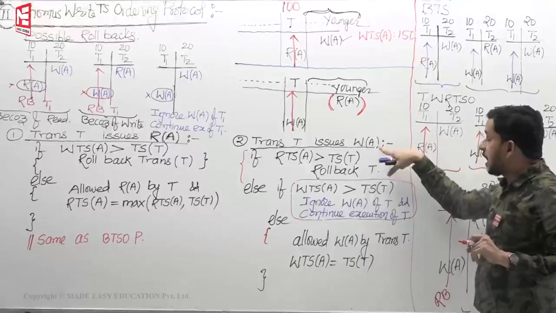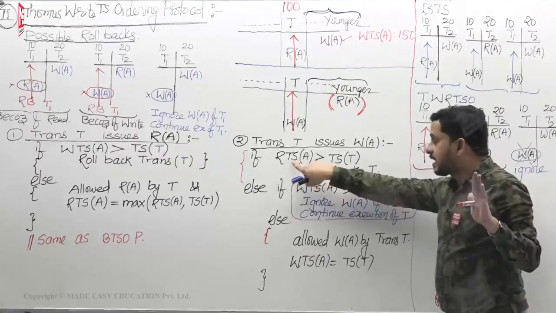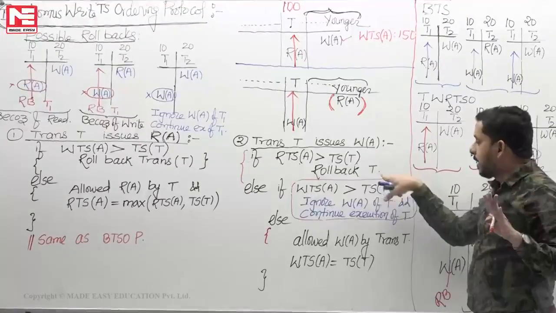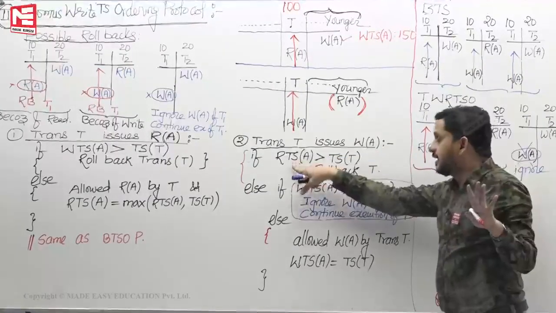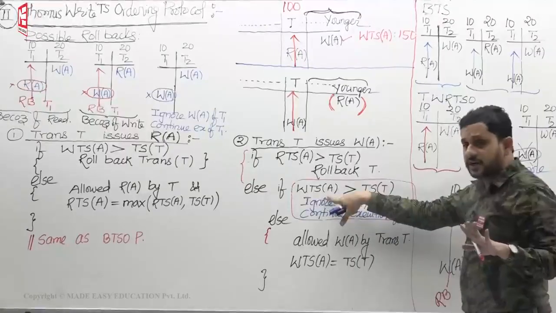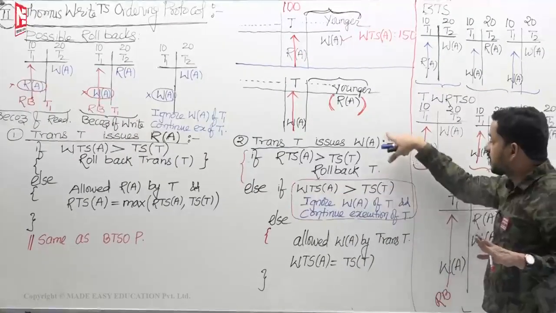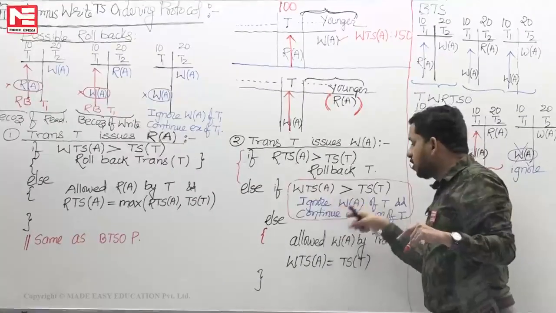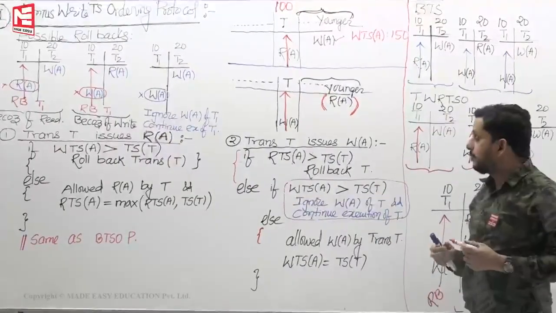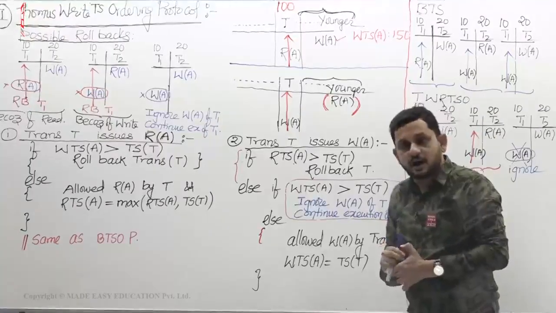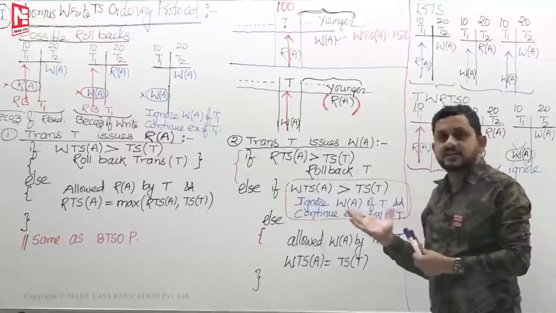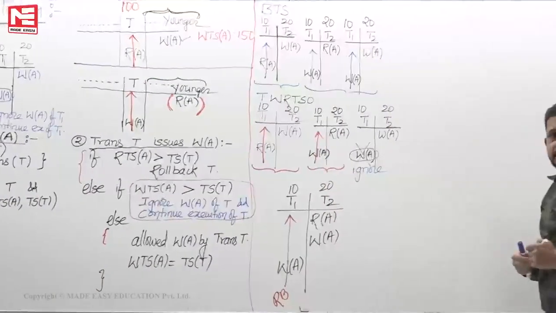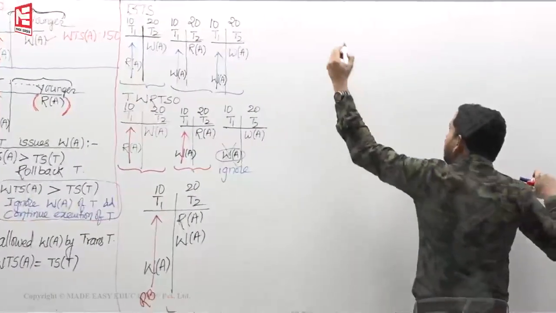Write request of Thomas Write Rule: if a younger transaction has already done the write, and an older one tries to write the data, then roll back. If the younger has not done the read, but only done the write operation, and an older one requests a write, then ignore it. So how, if we ignore, do we make sure the schedule is consistent? That we will discuss with an example. So this is the definition of Thomas Write Rule timestamp ordering protocol.